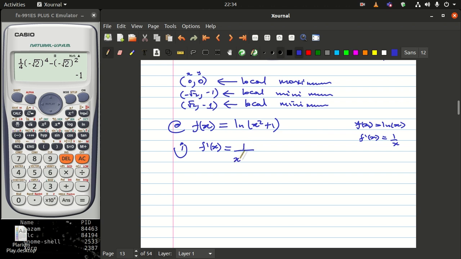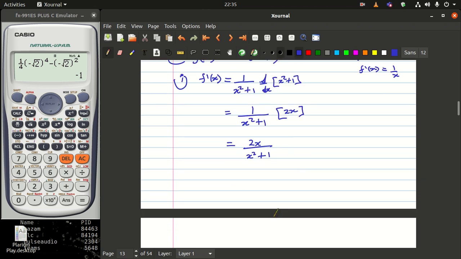in other words 1 over x squared plus 1, and then now we have to take the derivative of that inside function, which is x squared plus 1. We used the chain rule here, but this is just using a shortcut. So we're having 1 divided by x squared plus 1, and the derivative of this is just going to be 2x, plus the derivative of a constant, which is always going to be 0. So we're having 2x divided by x squared plus 1, and this is f prime of x.